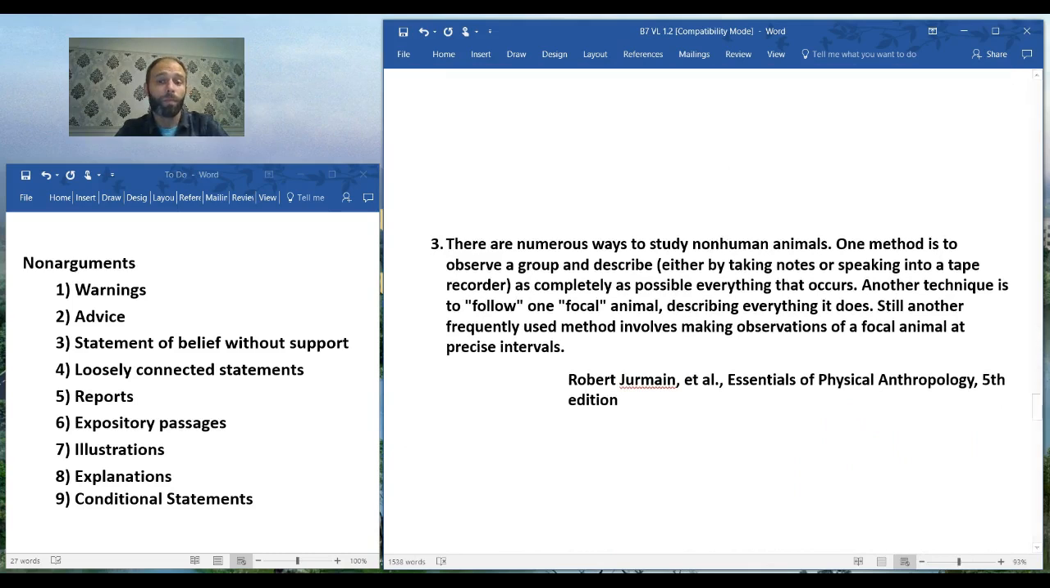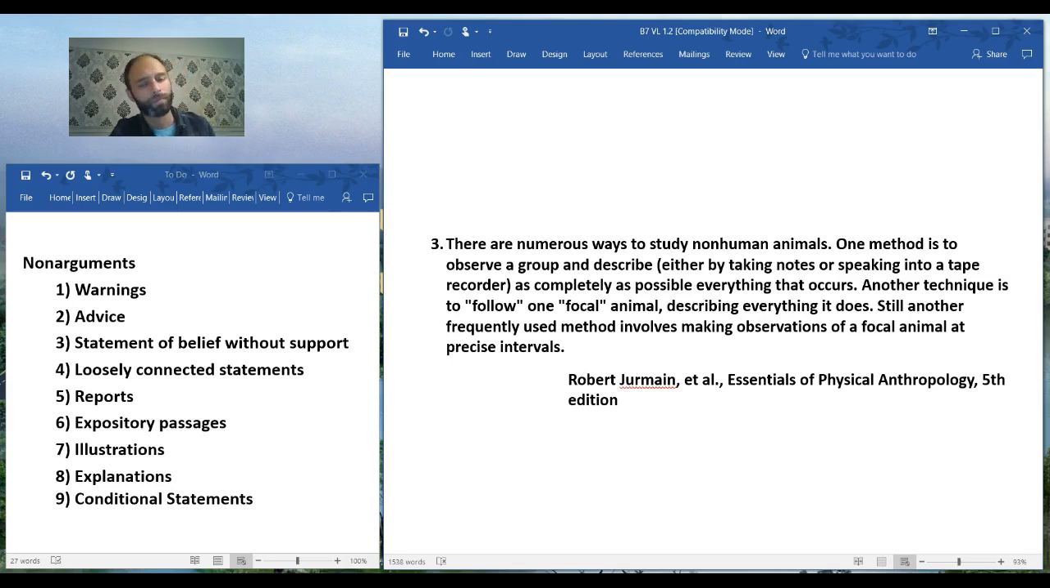All right, so the third passage. There are numerous ways to study non-human animals. One method is to observe a group and describe, either by taking notes or speaking into a tape recorder, as completely as possible everything that occurs. Another technique is to follow one focal animal, describing everything it does. Still another frequently used method involves making observations of a focal animal at precise intervals.